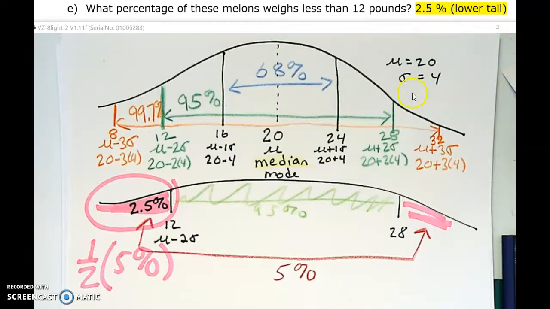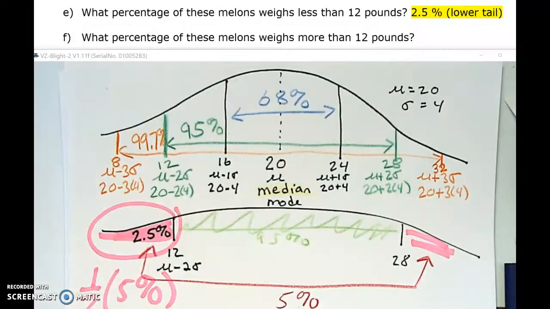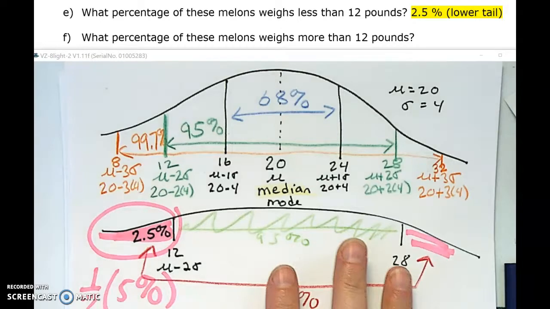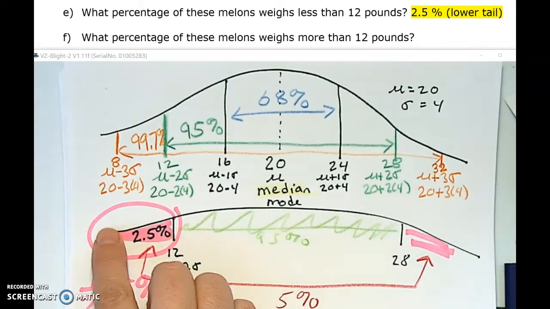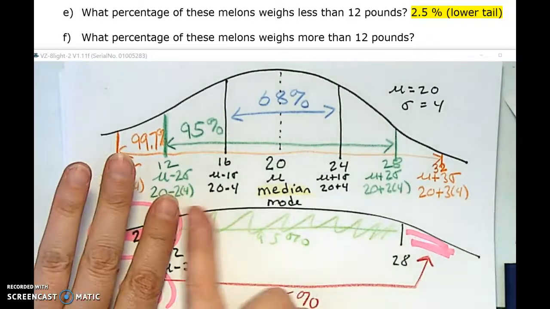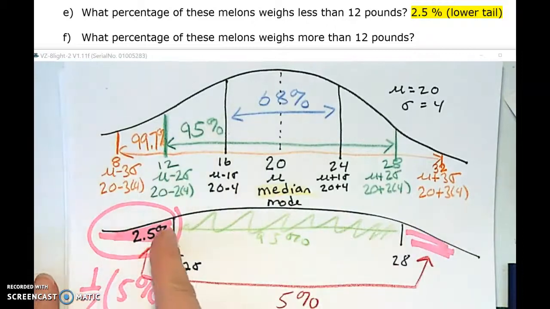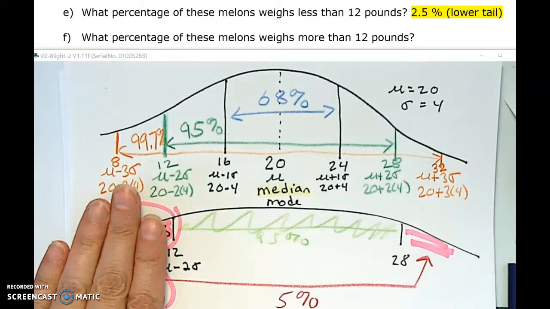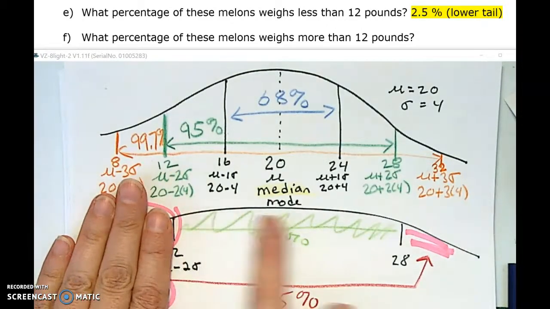That was part E. We're going to move on to part F. For part F, we're looking at what percentage weigh more than 12 pounds rather than less. So rather than this teeny little tail over here, we're looking at all the rest of them. We're just saying, teeny guys, we don't want you little teeny winter melons. We want all the rest of you.